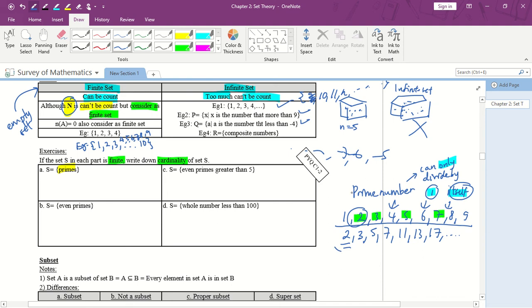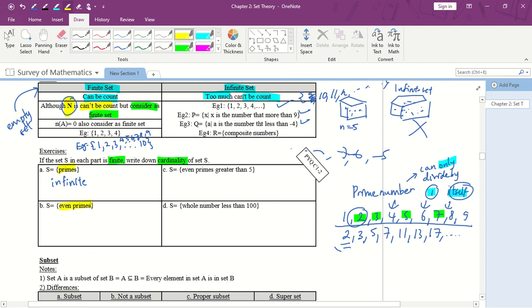Okay? So by knowing this concept, let's look back to this one. So S is primes. Primes means just prime numbers. Okay. So can you calculate all the prime numbers? The answer is no. That's too much. Because 2, 3, 5, 7, 11, 13, 17, and it continues until no end. So the answer is this is infinite. That's too much. So let's look at the second one.